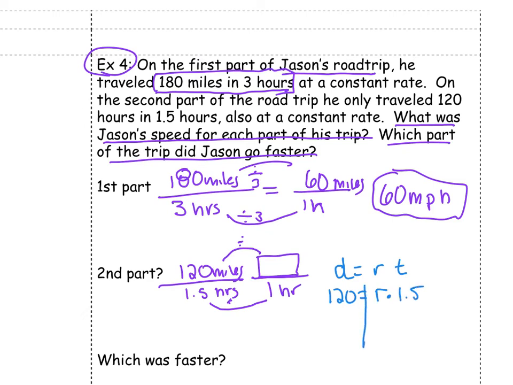So if we need the r on the side by itself, it's being multiplied by 1.5, so we need to divide by 1.5. Yes, you can use a calculator for this unit. So 120 divided by 1.5 is 80. So for the second part, his rate was 80 miles per hour.